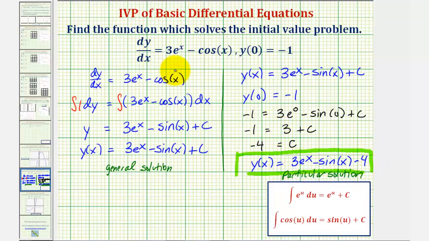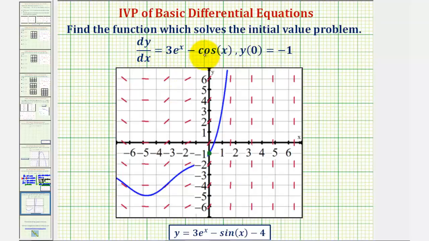Now before we go, let's graph the slope field or direction field that would correspond to this differential equation, and then we'll also graph our solution on top of the direction field. So the direction field or slope field is graphed here in red. Y of 0 equals negative 1 corresponds to the point 0, negative 1 graphed here in green.